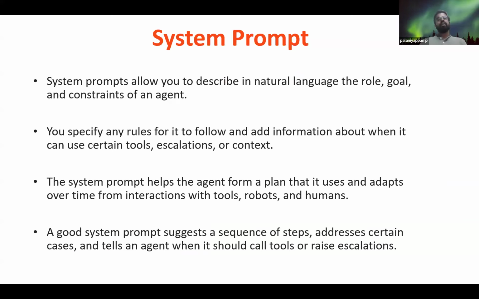Okay. System prompts allow you to describe in natural language the role, goal, and constraints of an agent. When I say natural language, you can use any types of prompting here, and then define the role, goal, and instructions. You can tell that LLM model or agent to follow the instructions, tell how the tools have to be used, how the escalation has to be formulated, and what the context is. This system prompt helps that agent form a plan that it uses and adapts over time from interactions with tools, robots, and humans.